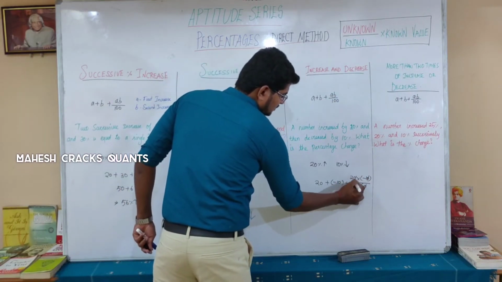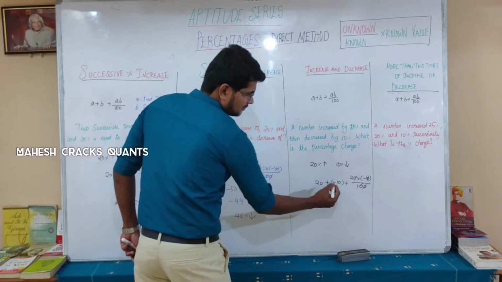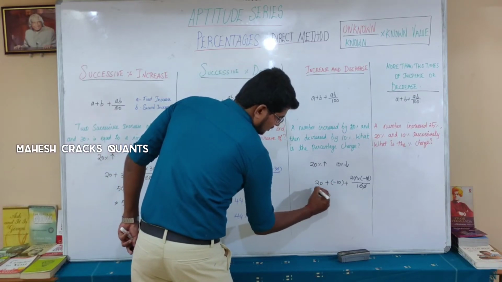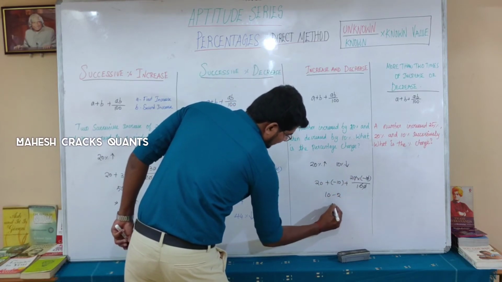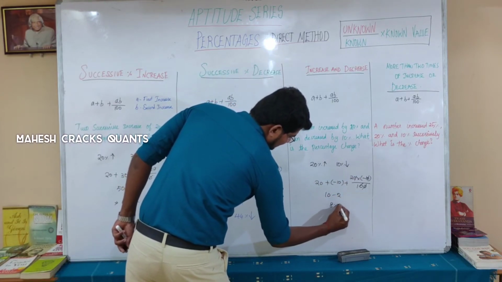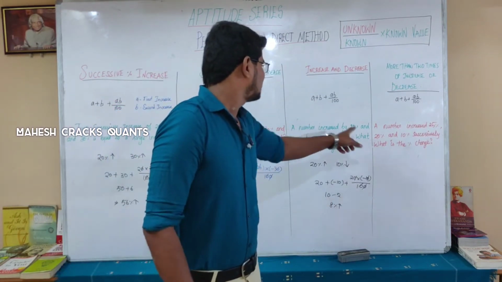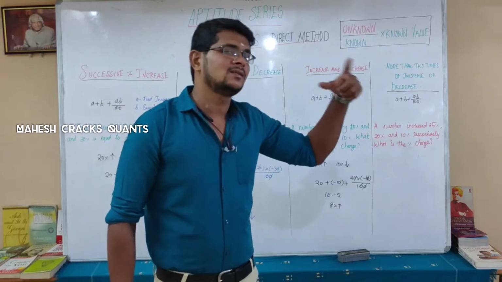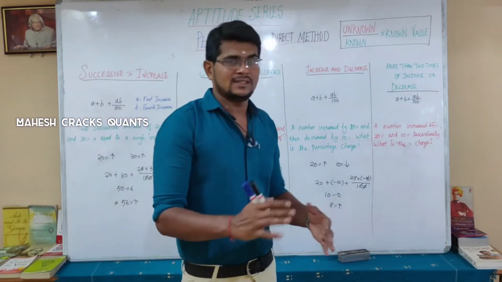0, 0, 0, 0 get cancelled. 2 into minus 1 is minus 2. Here 20 minus 10, you will get 10 from this. And 2 into minus 1, minus 2, you will get 8% increase because the 8 is positive. After doing successive 20% increase and 10% decrease, what you will get? You will get 8% increase.